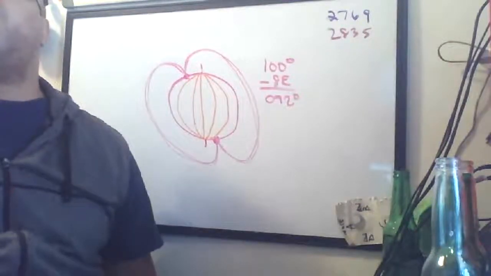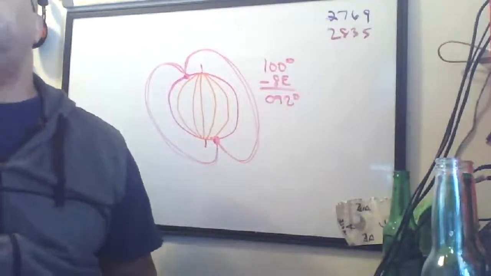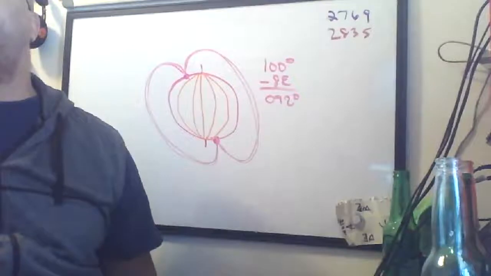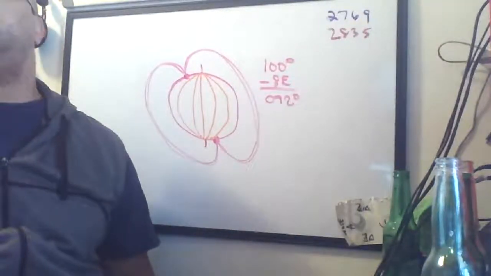Okay. A true heading is the heading that you're flying in relation to true north, which is the geographic North Pole.